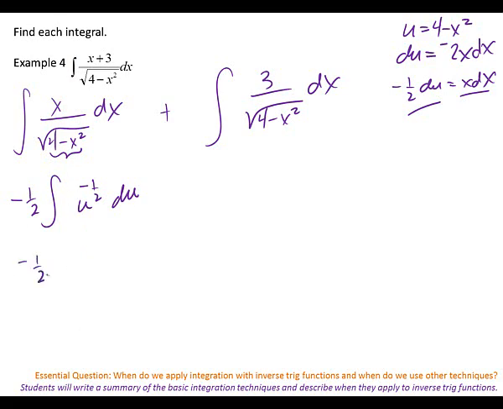So negative 1/2, when I integrate u to the negative 1/2, what do we get? U to the 1/2 divided by 1/2, or multiplied by 2. So I really have negative square root. Let's see. What's going in the parentheses? 4 minus x squared. Good.